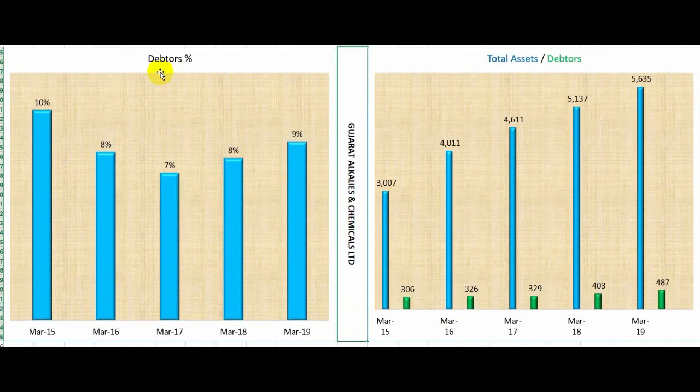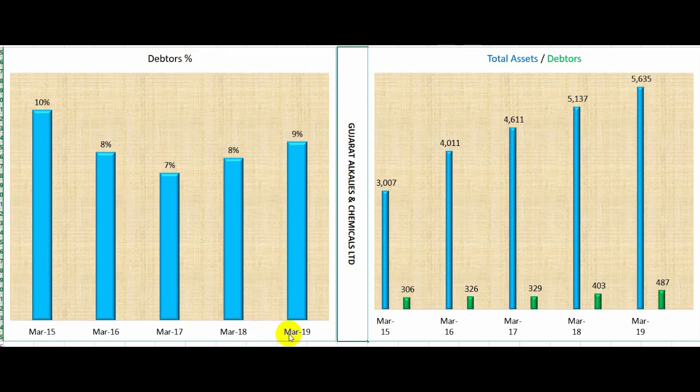Next, let's look at the debtors as a percentage of total assets. Debtors are customers from whom the company has to still collect payment for the credit sales it did earlier. So we don't want the debtors again to occupy a big portion, as that blocks the capital for the company, which can be used either in investing or for the growth of the company.